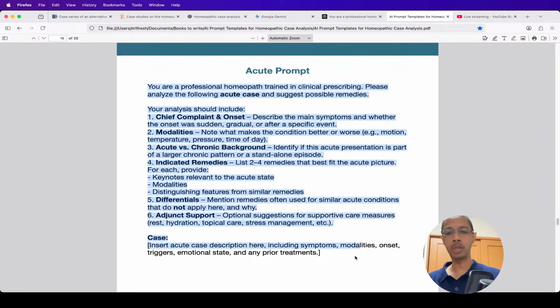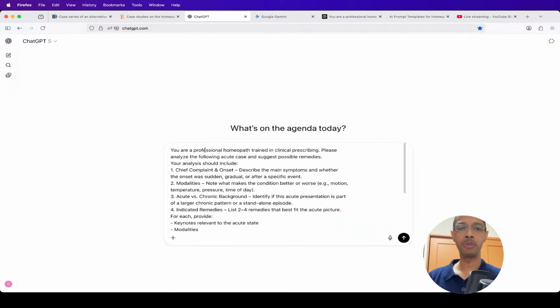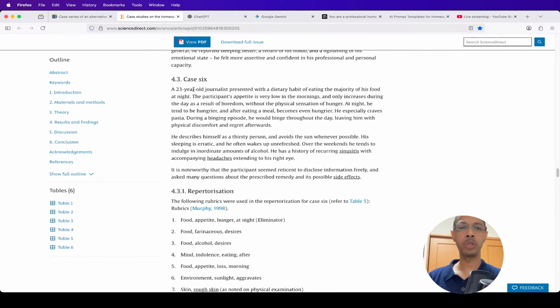So, okay, let's go with the acute prompt. We're going to take this prompt and go into ChatGPT and get another new window. And then this case here is case 6 in their case study. This is a 23-year-old journalist presented with a dietary habit of eating the majority of his food at night. The participant's appetite is very low in the mornings and only increases during the day as a result of boredom, without the physical sensation of hunger.